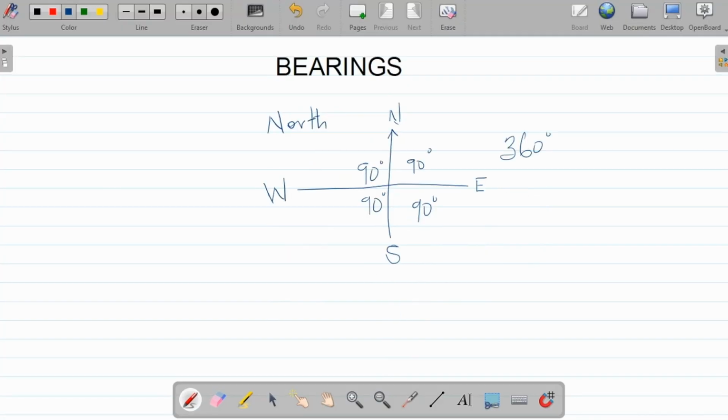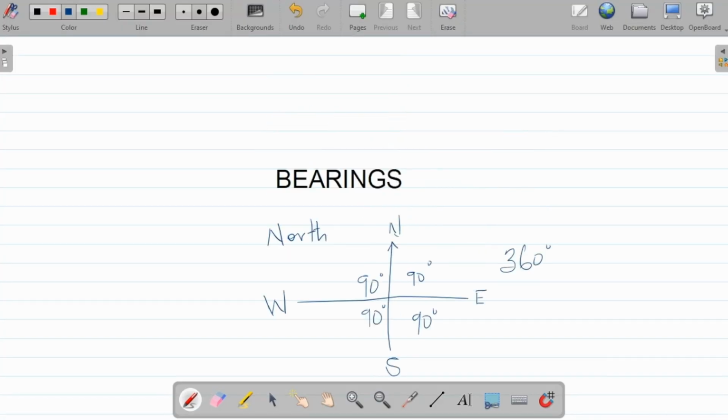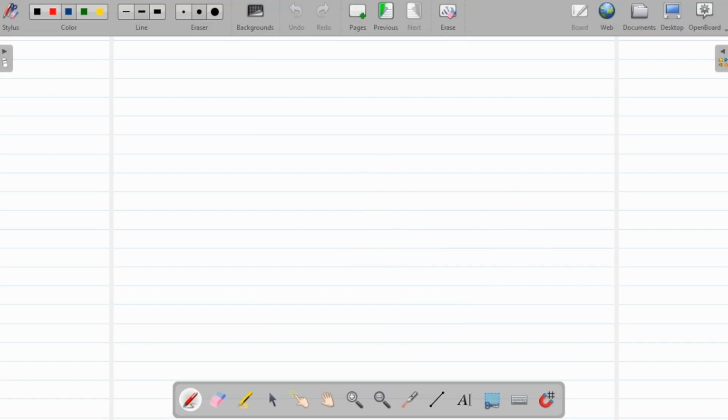Looking at it this way, we can say that if this is the north, then east is going to be 90 degrees from the north, south is going to be 180 degrees from the north, and west is going to be 270 degrees from the north. And the north is going to be either 0 degrees or 360 degrees. Take note of that.